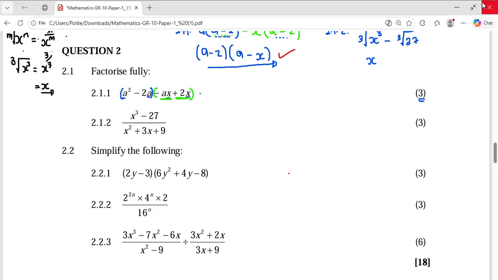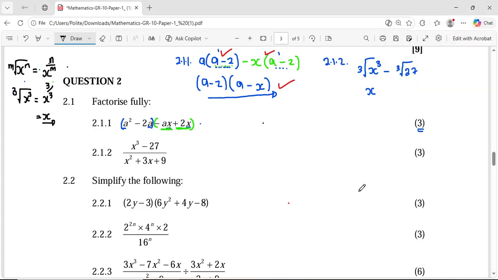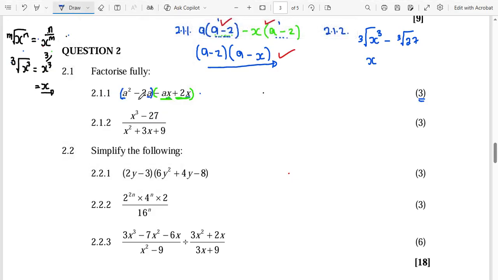Then the 27, we can use the calculator just to save time. You can just say shift cube root 27 and look at what we get. We get 3. So this gives me x, then the negative sign between, then 3. Then close those brackets. So when it's a cubic, just know that after this factor, whatever we get this time, the other side is going to be quadratic.